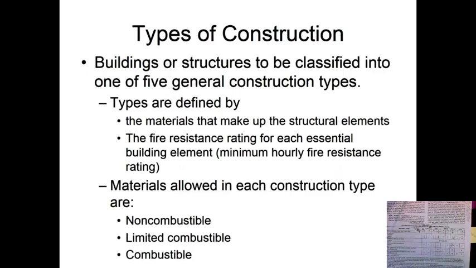Now, there are different types of construction, and usually there are 5 different ones that we talk about, and we'll learn about those in a little bit. Type 1, Type 2, Type 3, Type 4, and Type 5. But they're defined by the materials that make up the structural elements and the fire-resistant ratings for each essential building element, a minimum hourly fire-resistant rating. Materials are allowed in each of the construction types. They're either non-combustible, limited combustible, or of course, combustible.